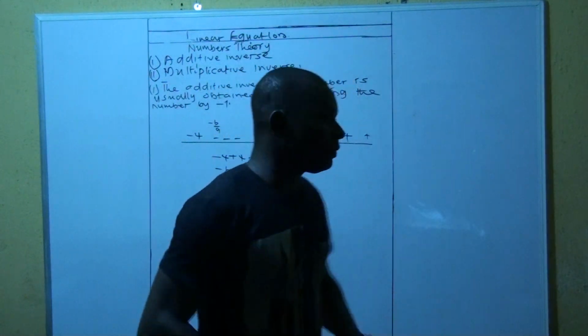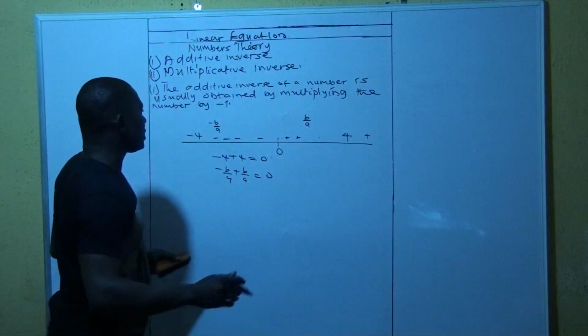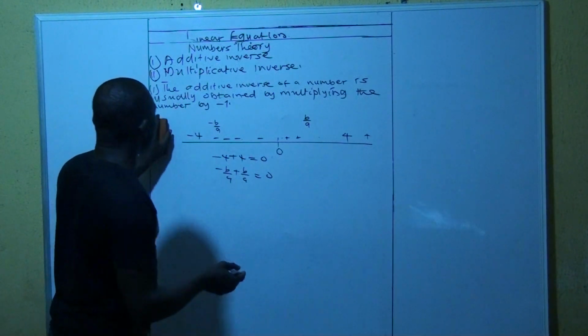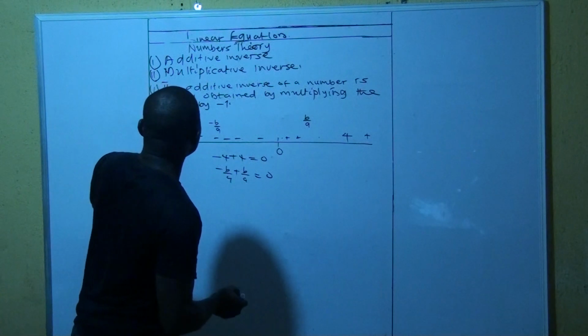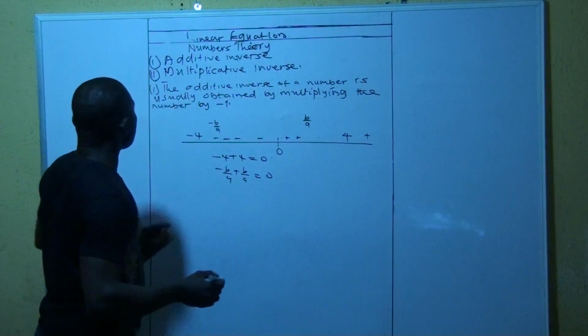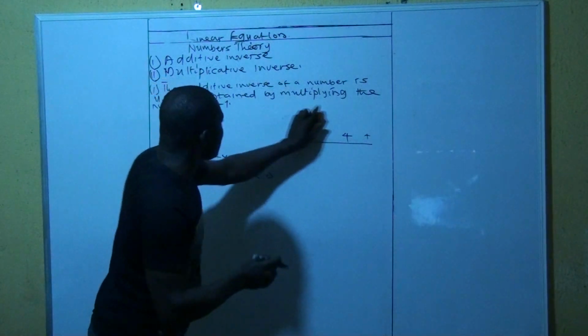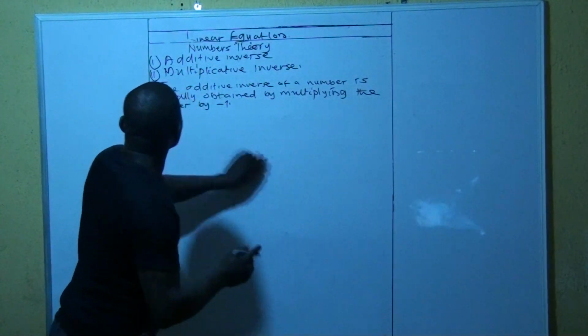You must take note of this, very key. We need it. By the time we look at it, we will understand it much better. Okay, that is for additive inverse. Then the multiplicative inverse. Let's look at multiplicative inverse.